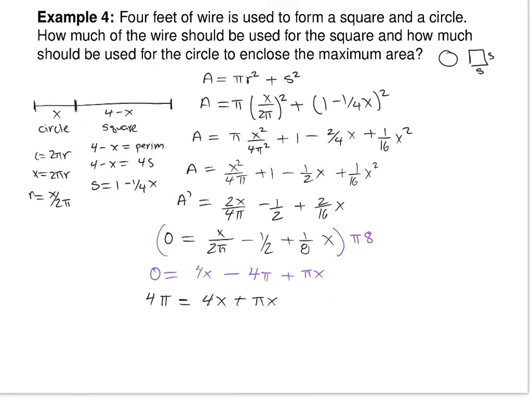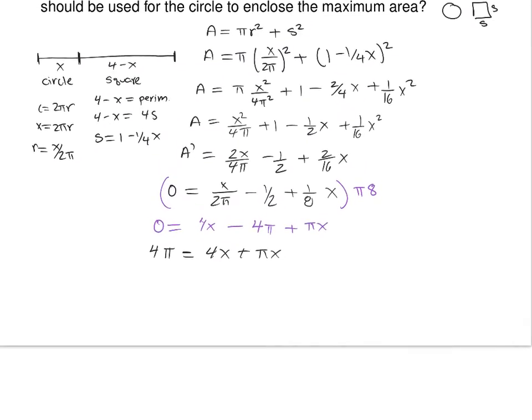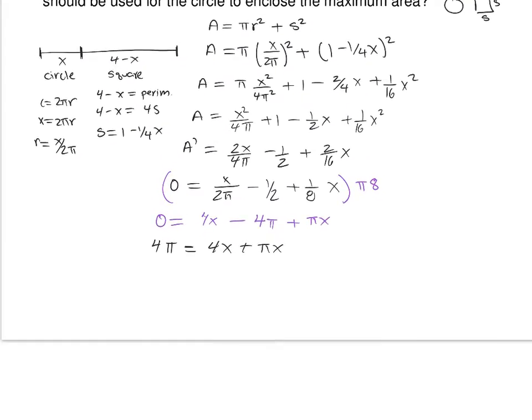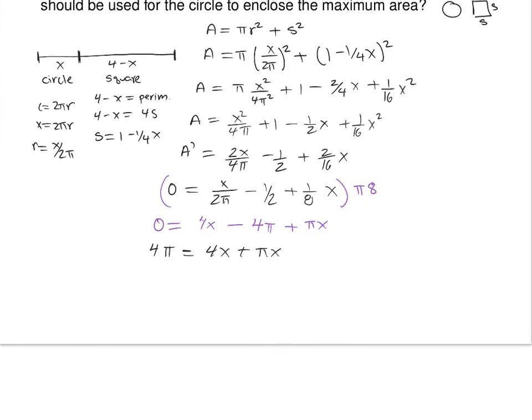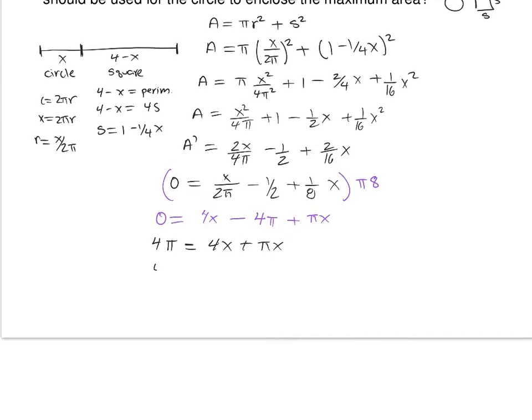4 pi equals 4x plus pi x. It's a little bit like that not related rates, implicit differentiation thing, right? You've got two x's on the same side. You want to solve for that x. You factor it out. 4 pi equals x times 4 plus pi. And so x equals 4 pi over 4 plus pi. It's ugly. It's about 1.7596.